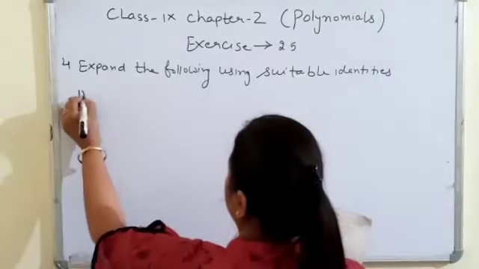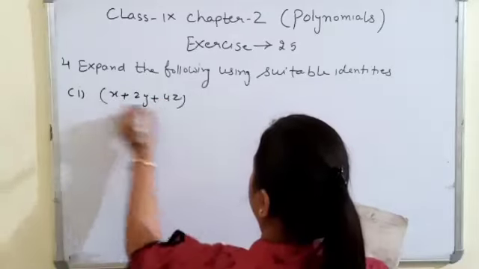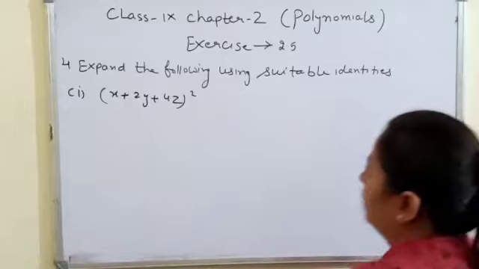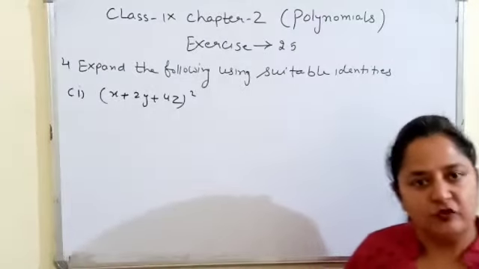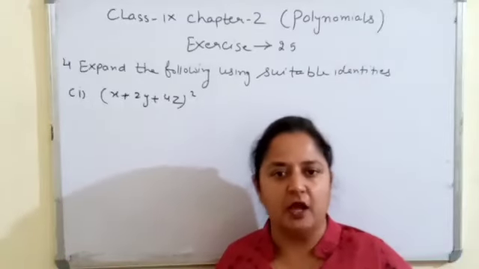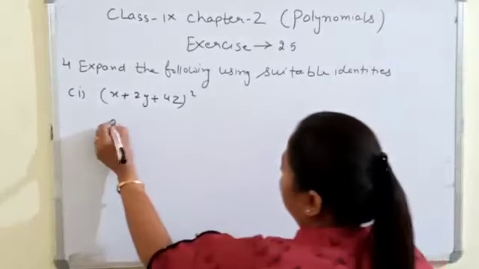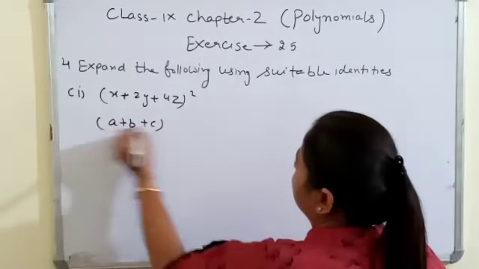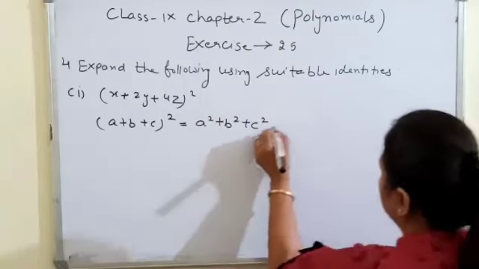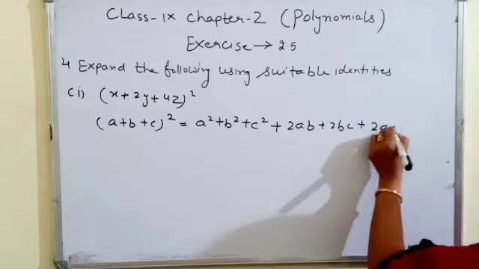First problem is (x + 2y + 4z) whole square. We have to solve this by using the suitable identity. So which identity can we apply here? You can see in the statement we are having three terms. So we will apply (a + b + c) whole square. The result for this is a square plus b square plus c square plus 2ab plus 2bc plus 2ac.